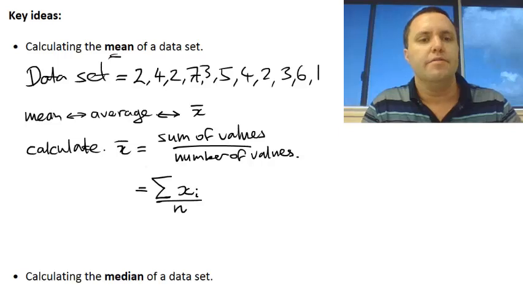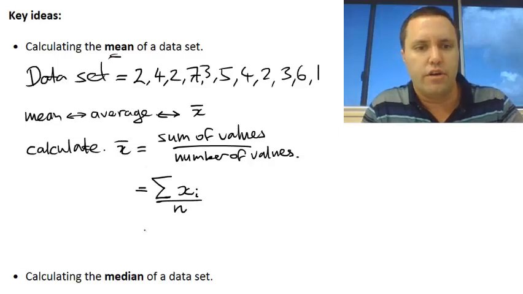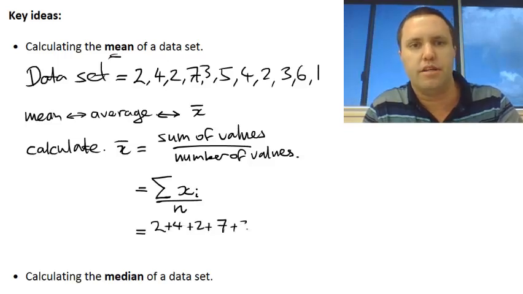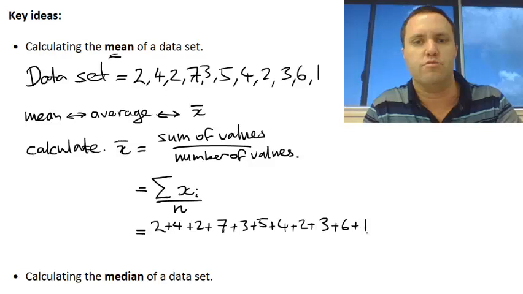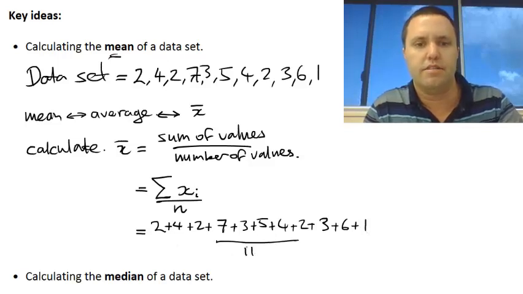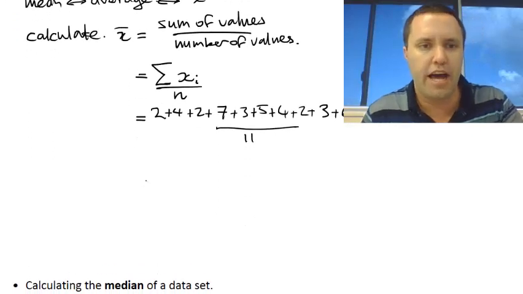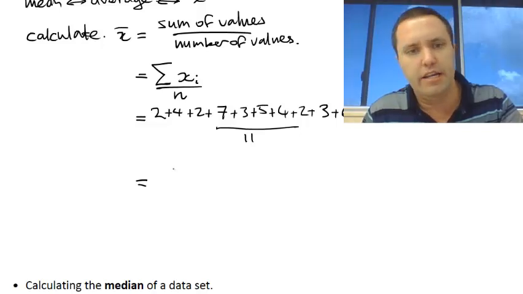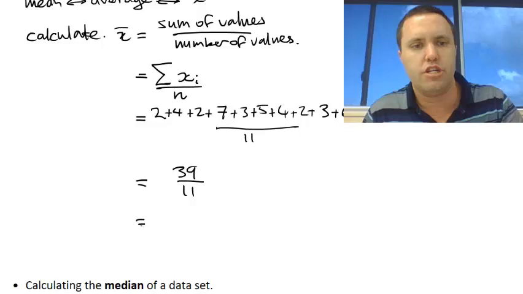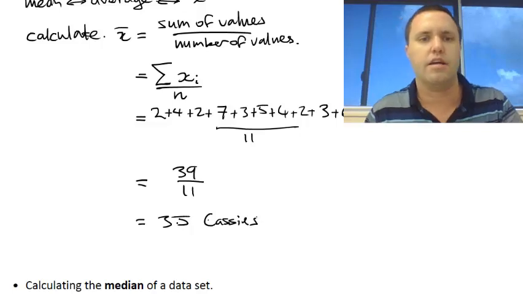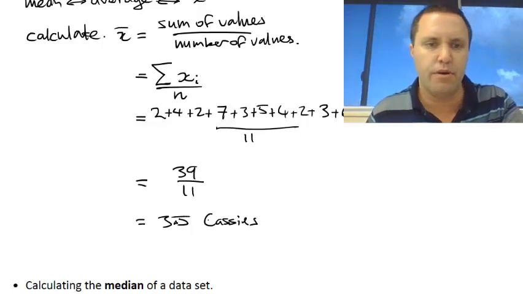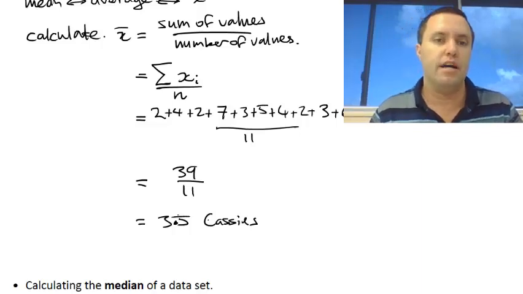So in this instance I've got 2 plus 4 plus 2 plus 7 plus 3 plus 5 plus 4 plus 2 plus 3 plus 6 plus 1, all divided by 11 because there's 11 of them. If I add all that up, I get 39 divided by 11, which is 3.5 Cassies. So the average number of Cassies that people know is 3.5. And that's how we calculate our means.